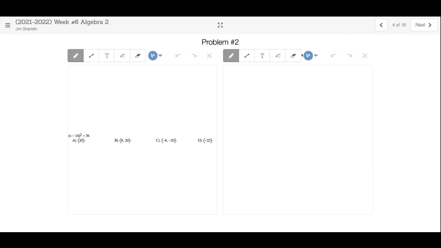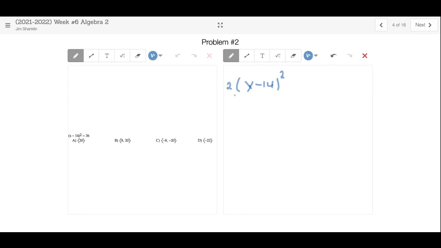Is the variable isolated? That's the first question you have to ask. Okay, is the variable isolated? And a lot of kids say no, but the answer is yes. The square is isolated because it's inside parentheses. We have x minus 14. It's inside the parentheses, so that is isolated.